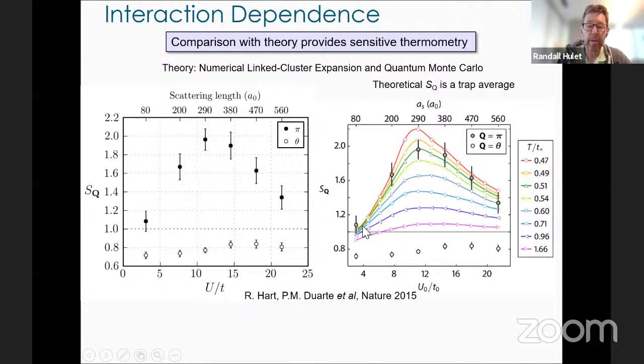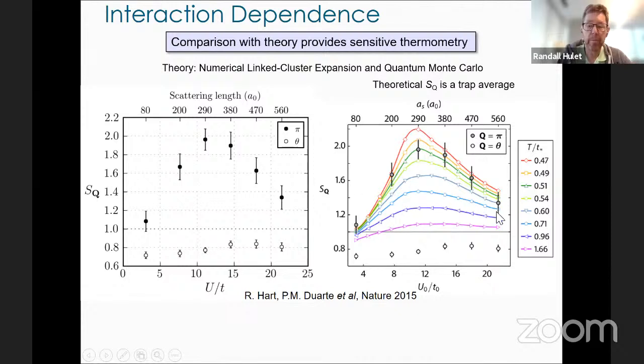And this turns out to be an excellent way of doing thermometry in the optical lattice: to compare these numerical results with the data. And as you can see, the fit is really pretty good over the entire range. And with that, we're very sensitive to temperature. So we can differentiate temperatures between, say, 0.49 and 0.54 pretty easily, because this is an absolute scale and not a relative one.